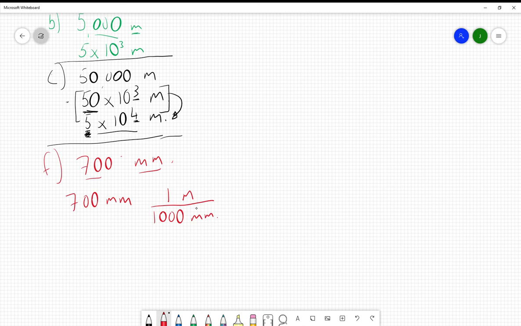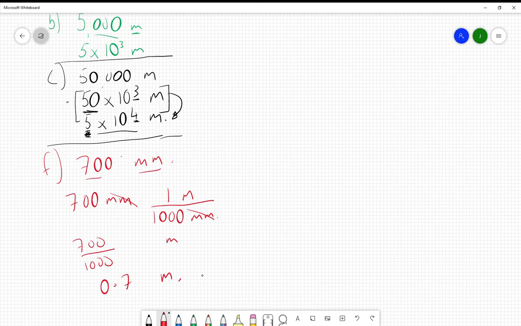So why do we do this? It is because this equals 1, because there are 1,000 millimeters in 1 meter. So that means that the millimeters cancel out and the meter stays. We have to divide this 700 by 1,000, and we're left behind with meter, so the answer is 0.7 meters.